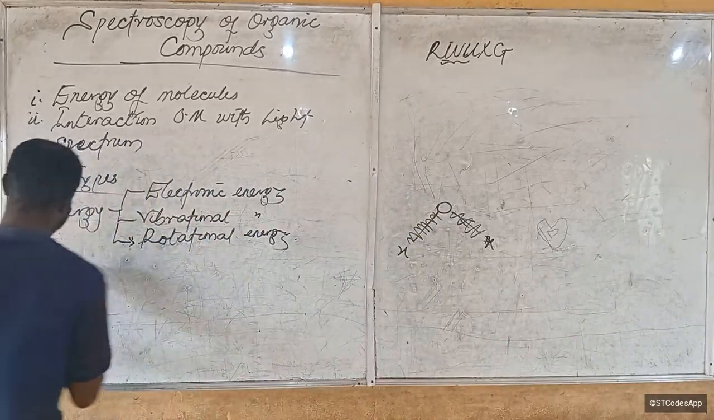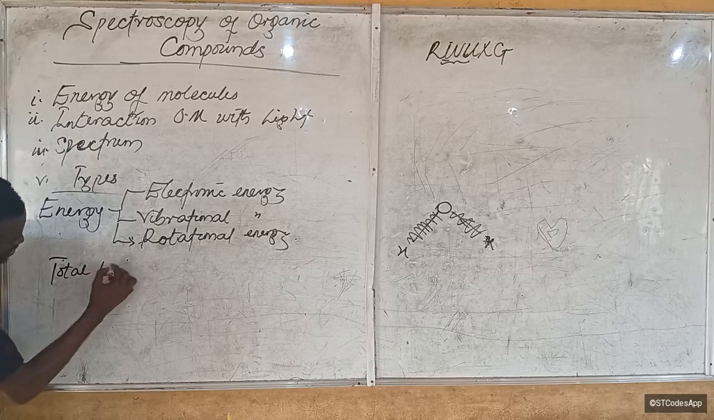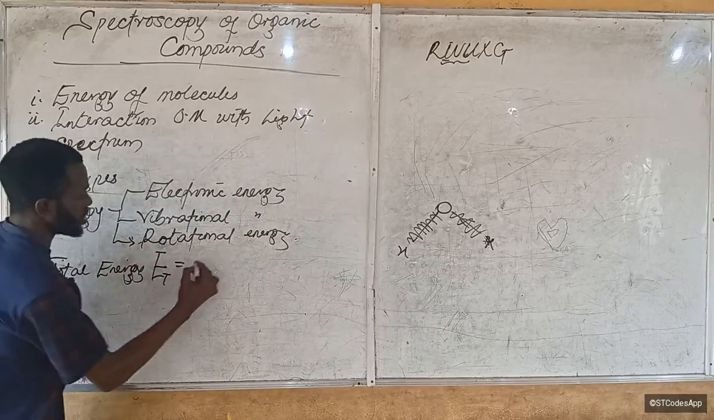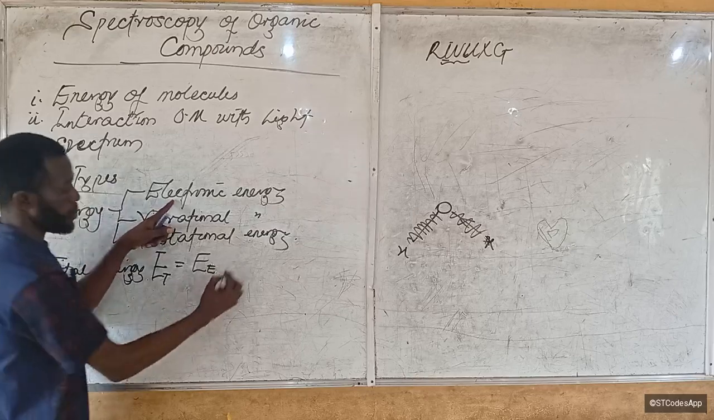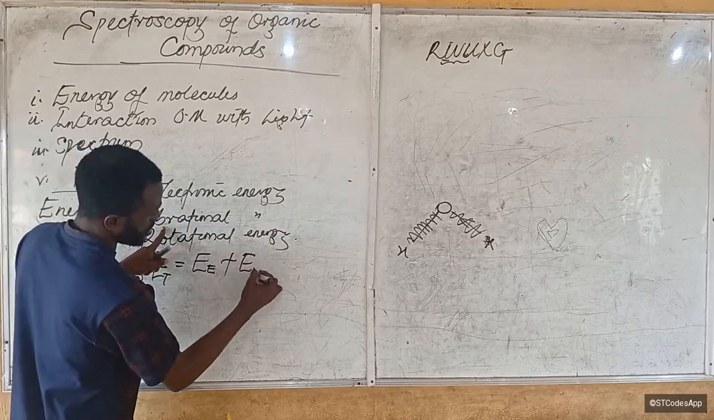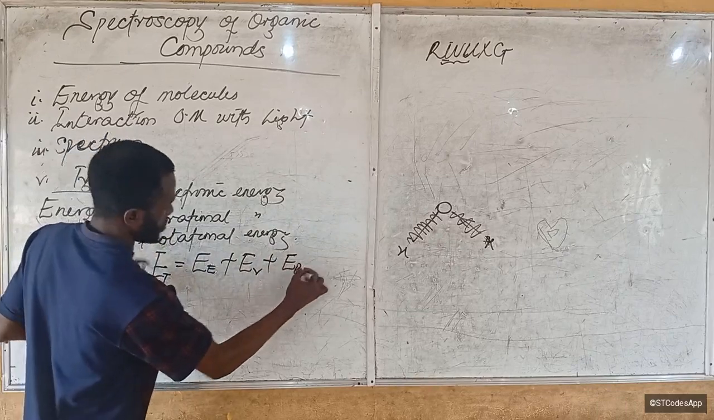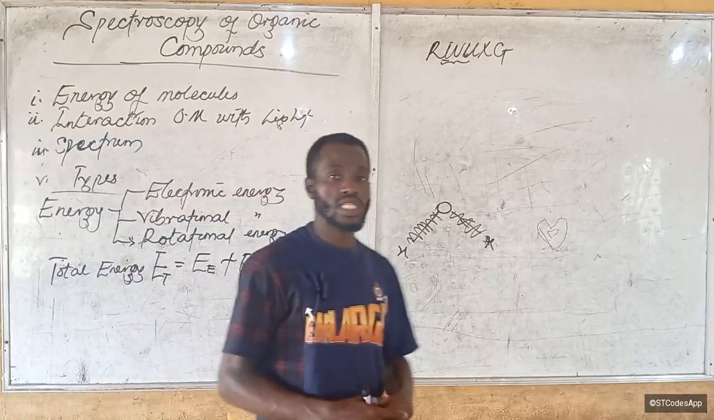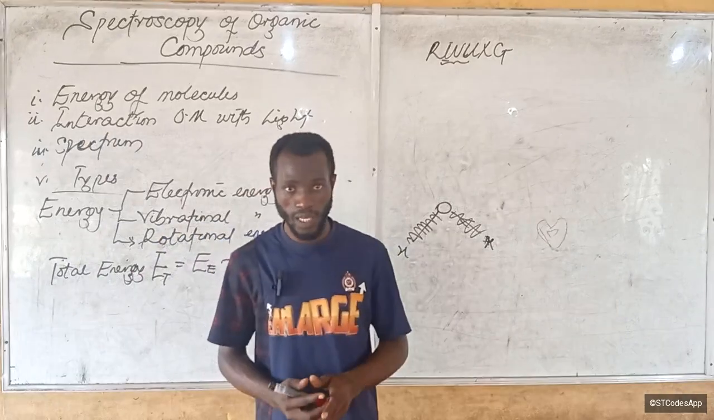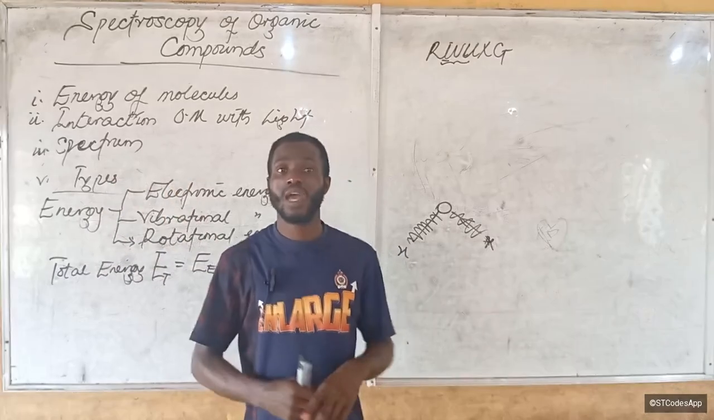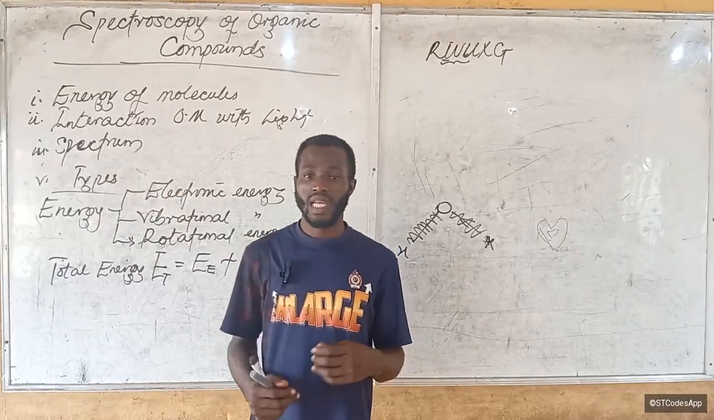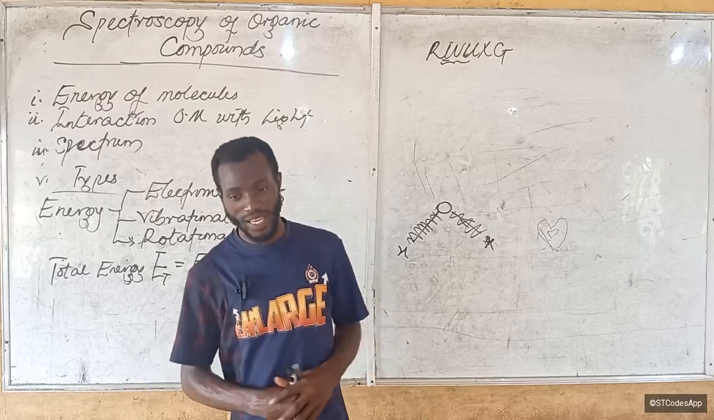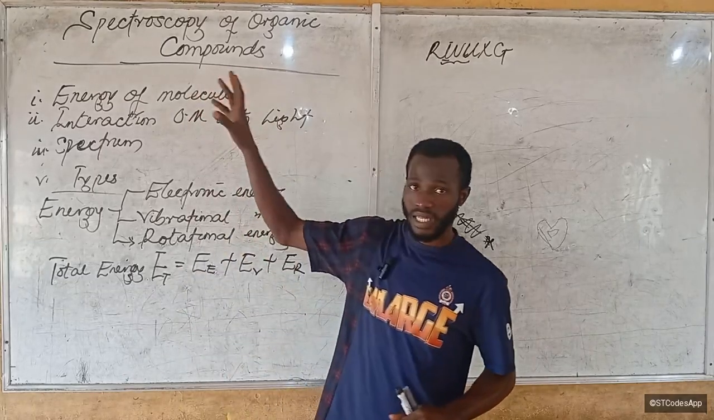So it means that the total energy in a molecule, let's say E sub T, is going to be the electronic energy plus the vibrational energy plus the rotational energy. So this is going to be all the energy, the total energy, that you find in an organic compound or any molecule at that. By the way, keep in mind that spectroscopy can be used for any chemical substance. I have talked about spectrophotometry before, but I'm basically talking about the organic compounds today.